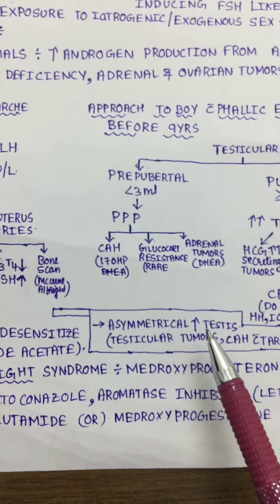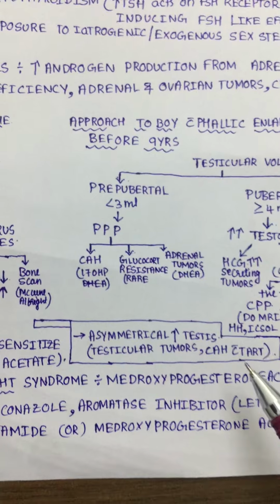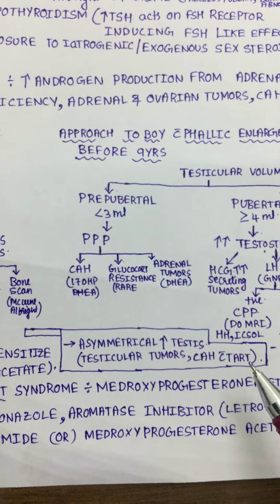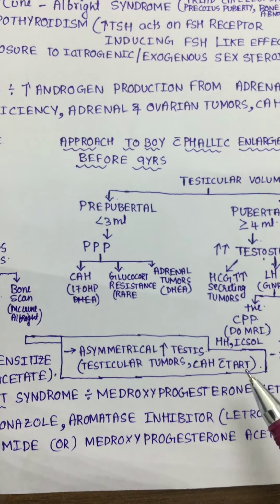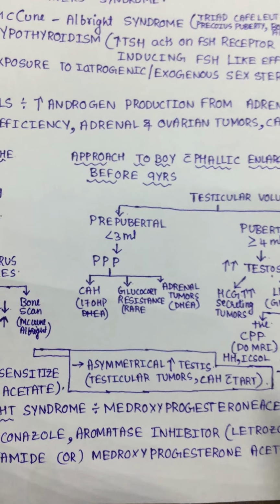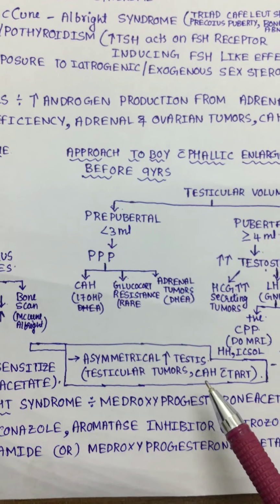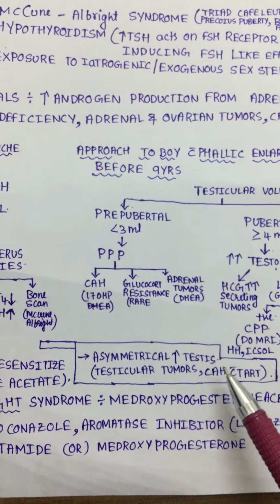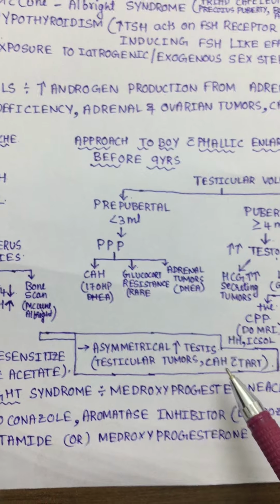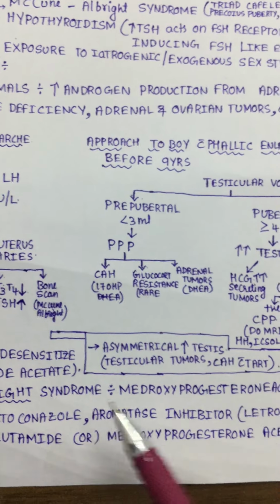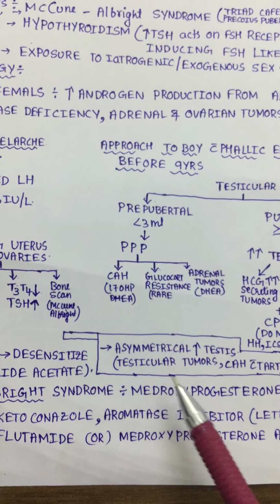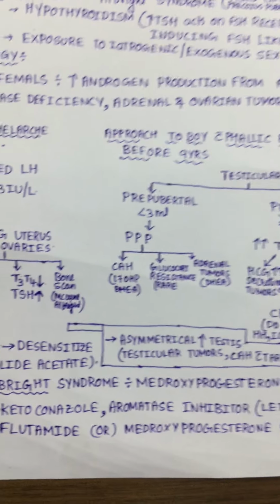If there is asymmetrical increase in the size of the testes, suspect testicular tumors or congenital adrenal hyperplasia due to TART, testicular adrenal rest tumors. These tumors are ectopic adrenal tissue in the testes. They will secrete the adrenal androgens like DHEA. So when the testicular size is asymmetrical, that is one testis is big and the other testis is normal size, then you suspect the testicular tumors or TART tumors.